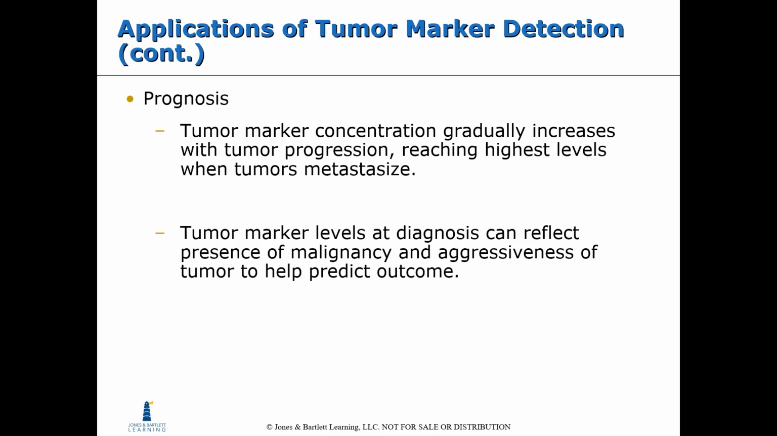Prognosis. Tumor marker concentration gradually increases with tumor progression, reaching its highest levels when tumors metastasize. Tumor marker level at diagnosis can reflect the presence of malignancy and aggressiveness of the tumor to help predict the outcome.